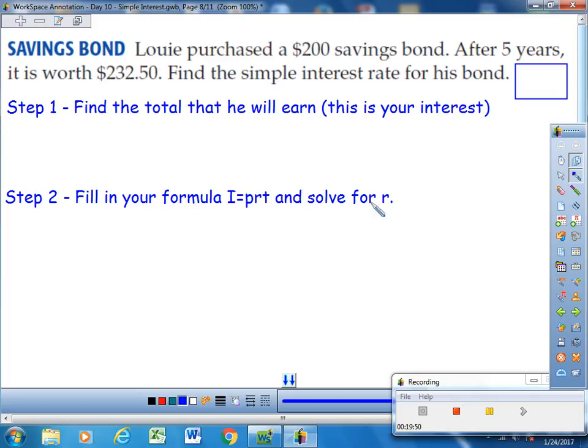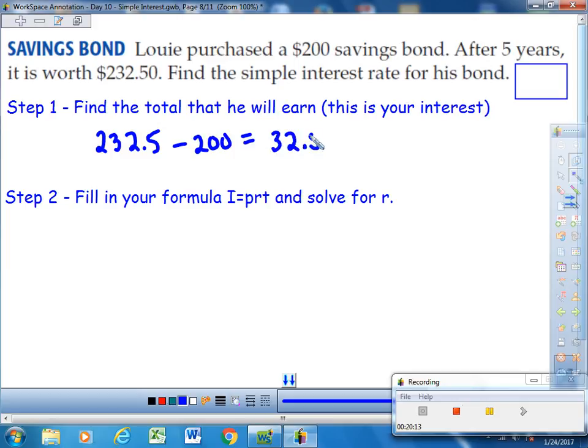So go ahead and try this one out. See if you can solve for R. Hit pause and then come back and check your work. All right, so step 1 is 232.5 minus 200. So the interest earned was $32.50.